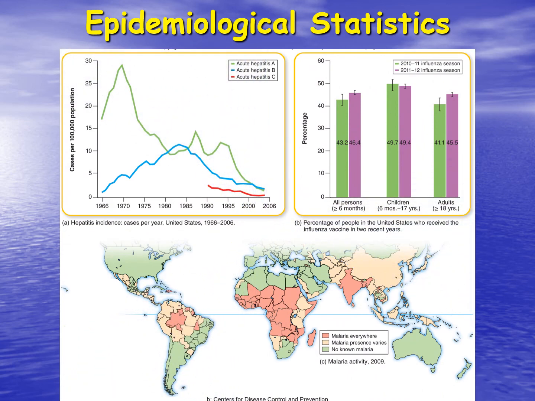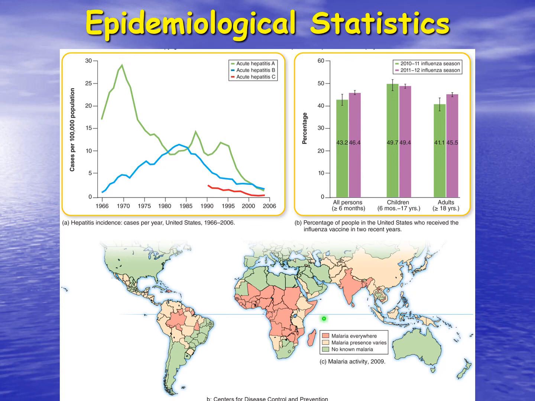So we can actually report epidemiological statistics in a variety of ways. We can look again at hepatitis incidence, so number of new cases over periods of years. And we didn't start actually tracking hepatitis C until about 1990. We can look at the percentage of people in the United States who received influenza vaccine in 2 recent years. So the green is 2010-11 flu season, the purple is 11-12 season.